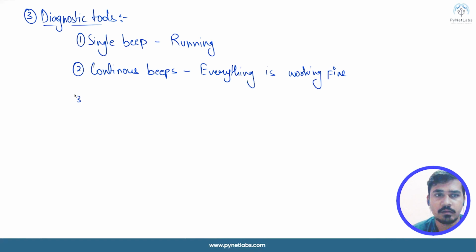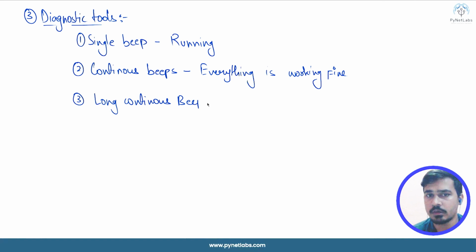Okay, then there is the third one, which is a long continuous beep. Now, this is not similar to the previous beep. This long continuous beep is one single beep which keeps on ringing for quite some time, might be 10 seconds or 15 seconds. These kinds of beeps are generally used to indicate error or failure, that something might have gone down in your device.